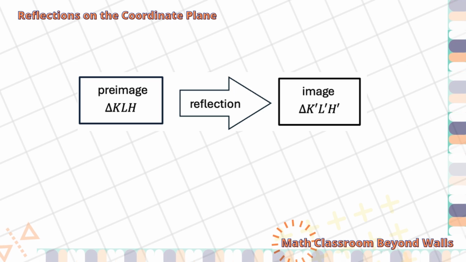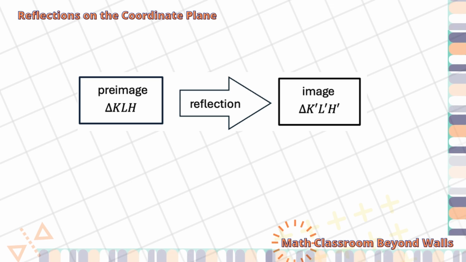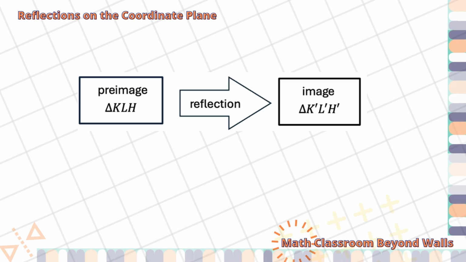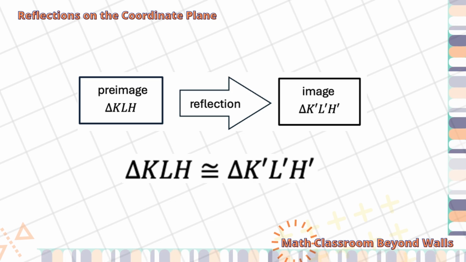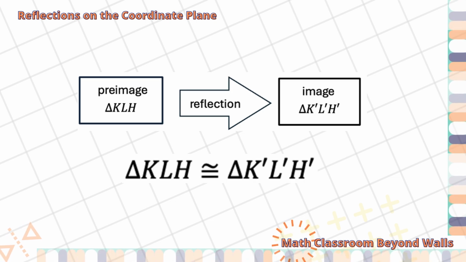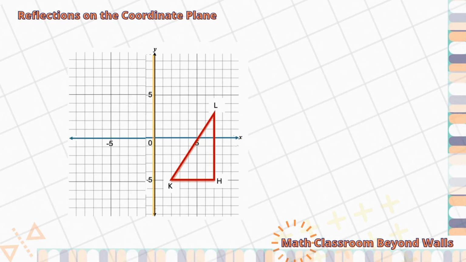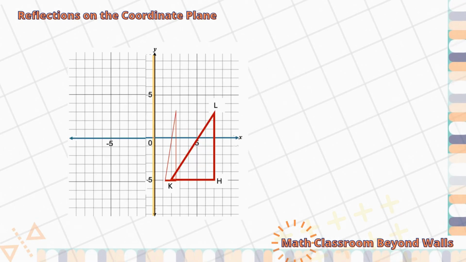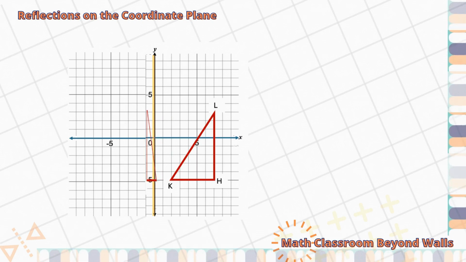We can represent the reflection that took place with our triangles here this way. Since the preimage is congruent to the image, we can write this congruent statement. Let us have our triangle on the coordinate plane so we can easily discuss about distances. Here, the line of reflection is over or across the y-axis.